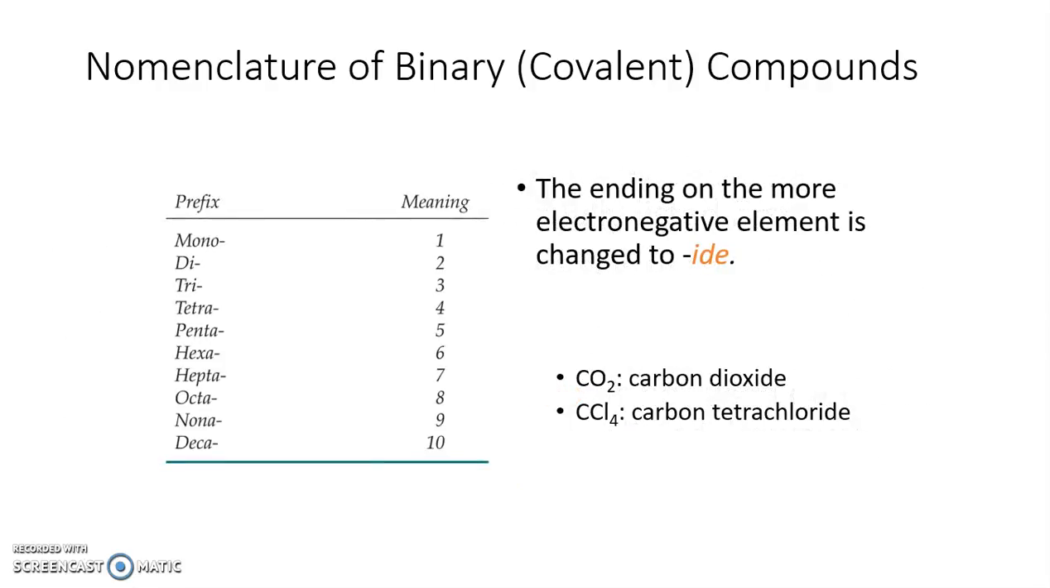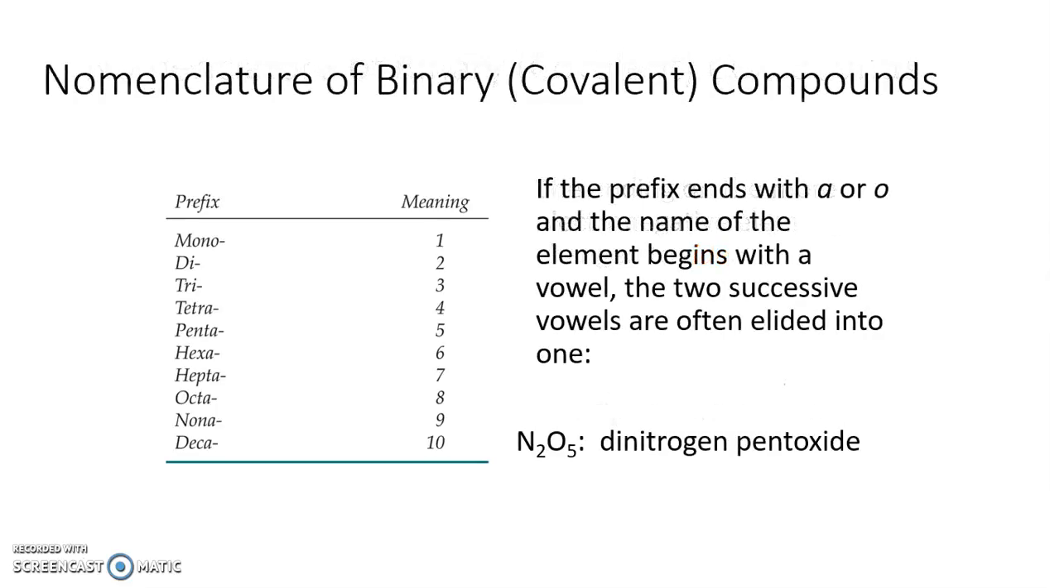Okay, for covalent, just like with ionic, you're going to change the ending to IDE. So here are some examples you can fill in on your sheet in the boxes. And then we do tend to drop that middle extra vowel. So like N2O5, we would make dinitrogen pentoxide. If you left the A, no one's going to mark you wrong, pentaoxide, but technically we would drop that A.